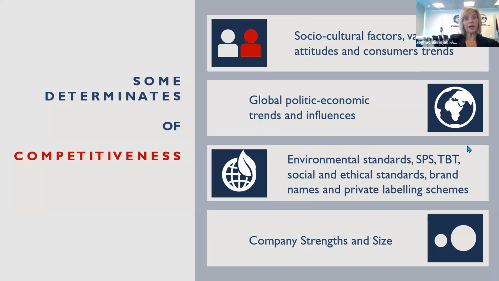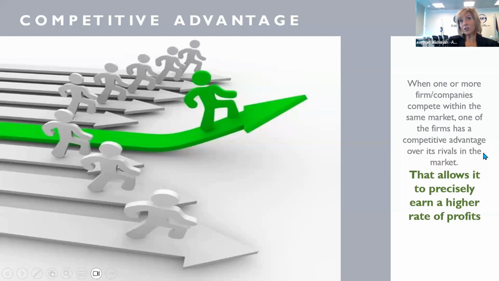So moving on to the next slide. This is the one with the green arrow. And here we will talk about the competitive advantage, which basically means if you have one or more company that are competing within the same markets, one of the firms has a competitive advantage over its rivals in the markets, which allows it to earn a higher rate of profits. And we need to know why.